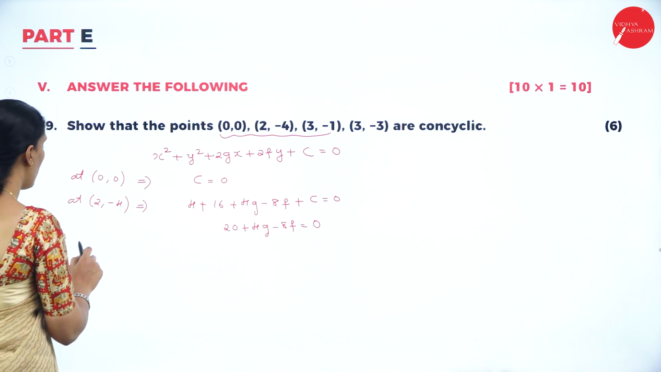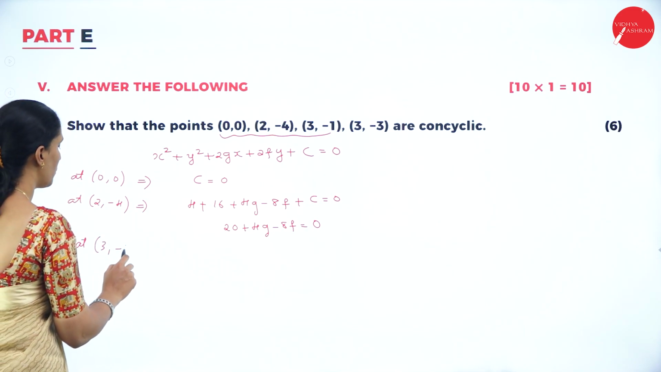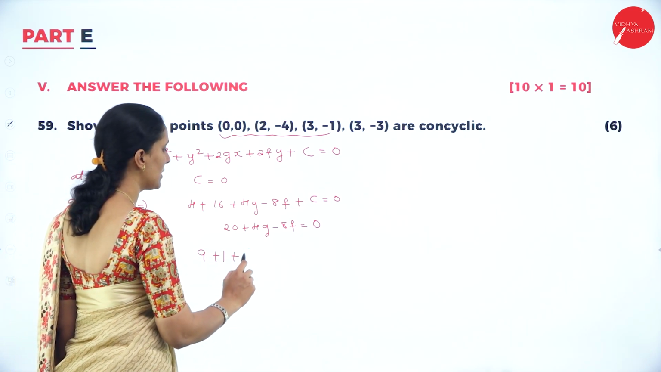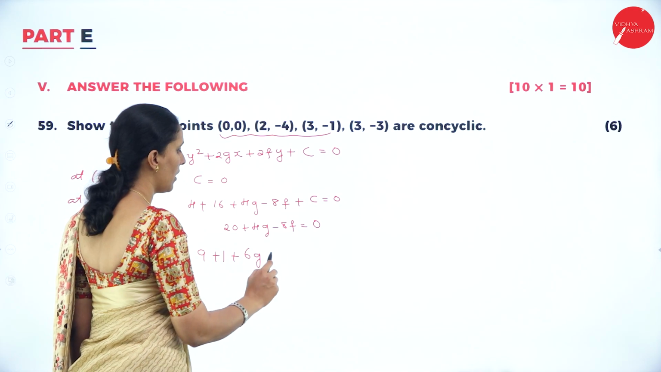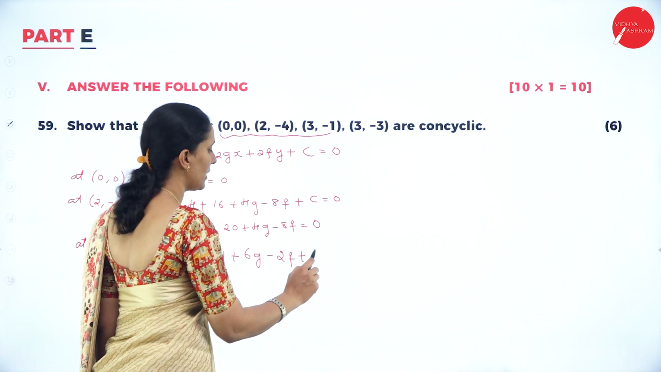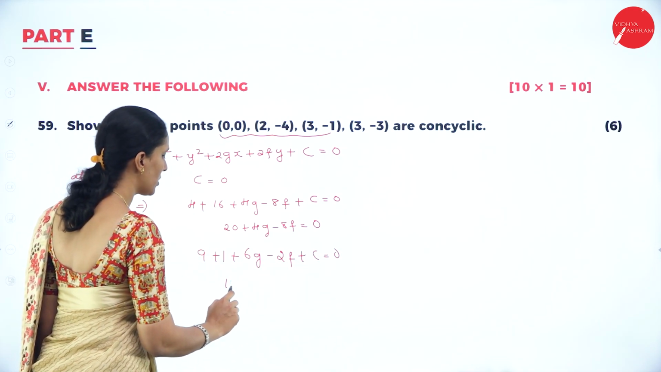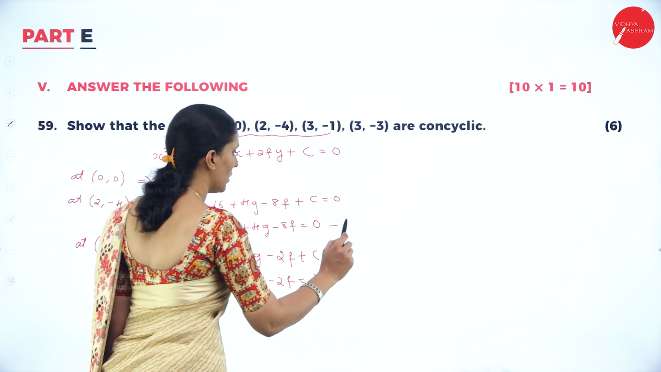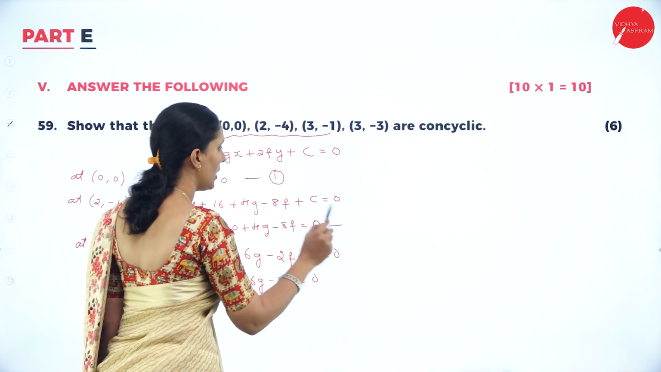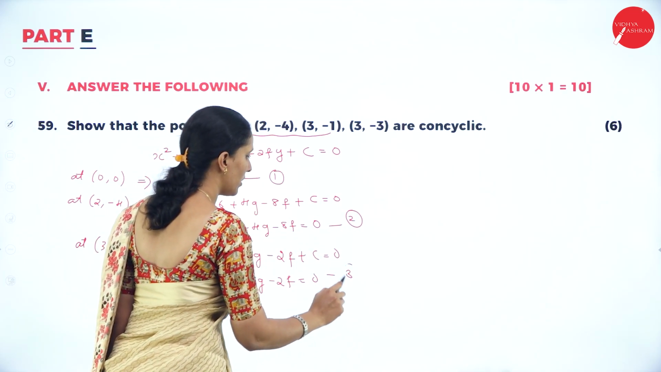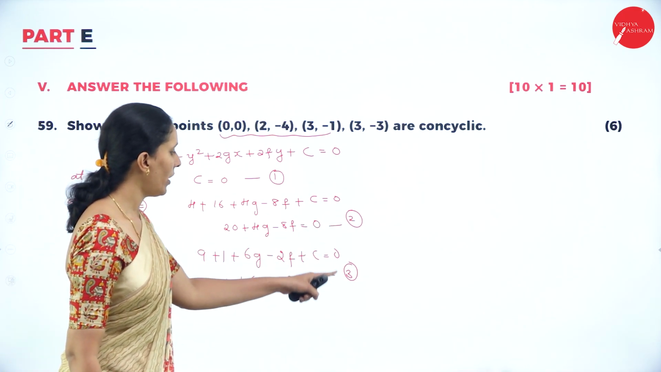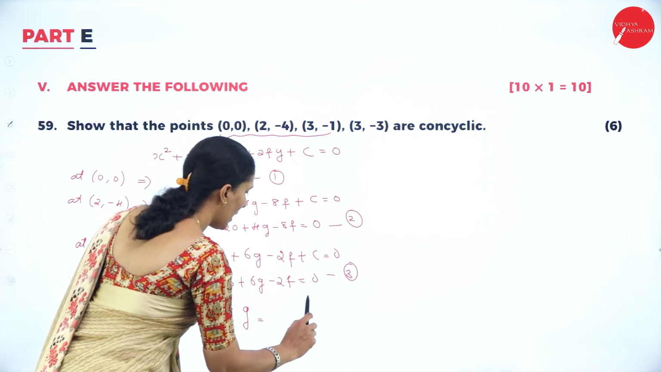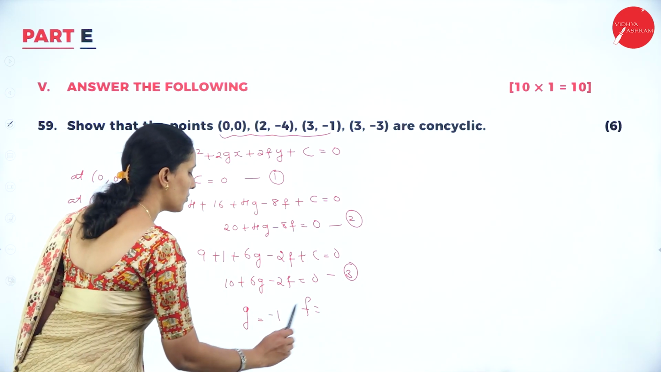Next at the point (3, -1), we'll get 9 plus 1 plus 6g minus 2f plus c is equal to 0. Again we will get 10 plus 6g minus 2f is equal to 0. We can take these as equation 1, equation 2 and equation 3. Now solving equation 2 and equation 3, we'll get the values of g and f as -1 and 2.